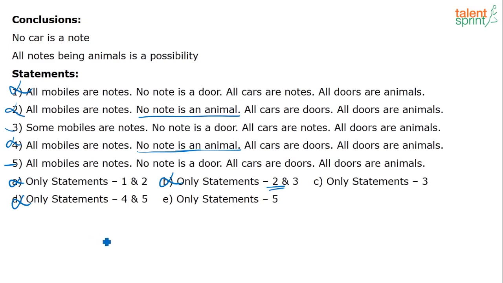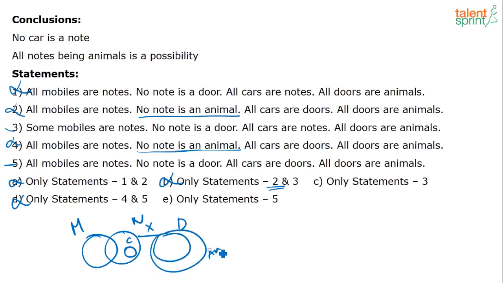I am first checking option 3. Some mobiles are notes. No note is a door, so they are disjoint. All cars are notes, so cars are somewhere inside notes. All doors are animals.